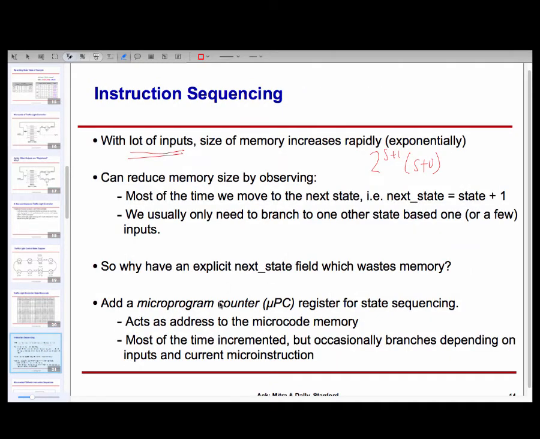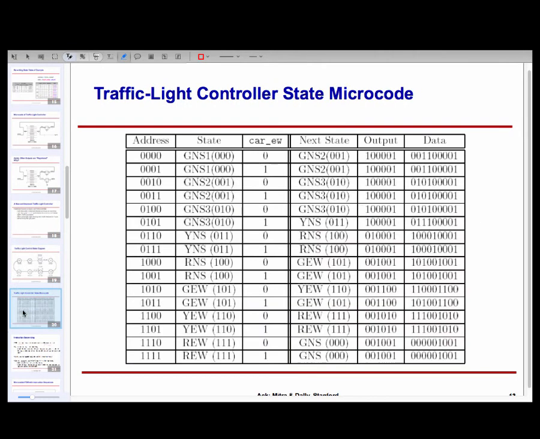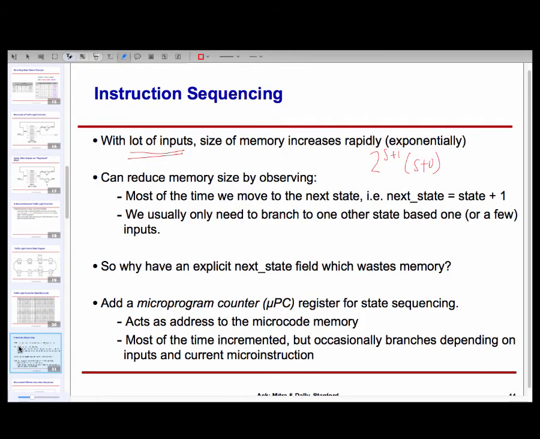So the trick out here, and this is much like what happens in software, is that we are going to introduce a counter called the microprogram counter, micro PC. It's a special register, and all this register does is hold the value for the next state. So now instead of listing the next state in my table, all I will do is tell the counter increment or do not increment.